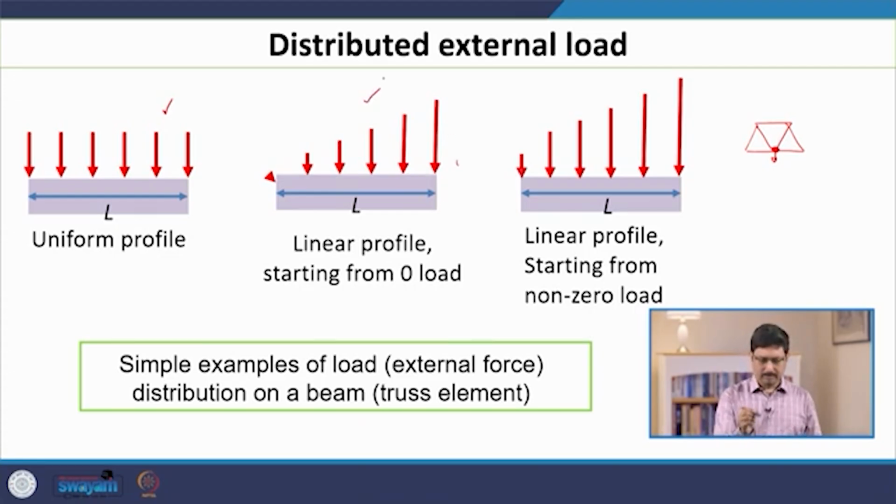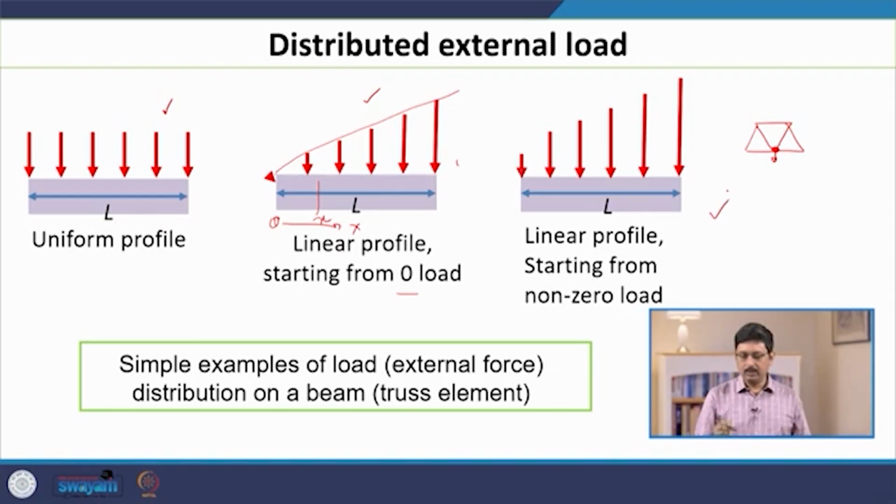In this example, the arrows are not of equal height, which means that the force profile is not uniform. But if you join the tips, you can see that it is linear. It starts from 0 at one end of the beam and then increases linearly. Let us say this is our origin and this is our x axis. Then the load at a distance x is proportional to the distance from the end.